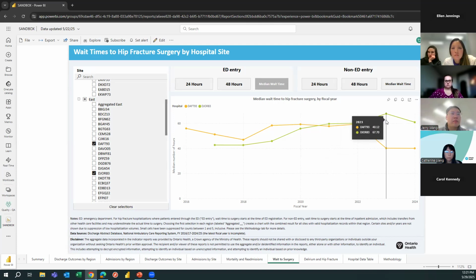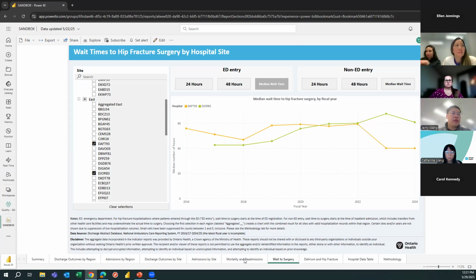And as we mentioned, they're both from the Eastern region, and they're both similarly sized hospitals. And so this eReport can really highlight these differences and can really emphasize and allow different sites to understand where they stand between their peers and what more they can do. It can help get those conversations started. So this is the wait times to surgery.